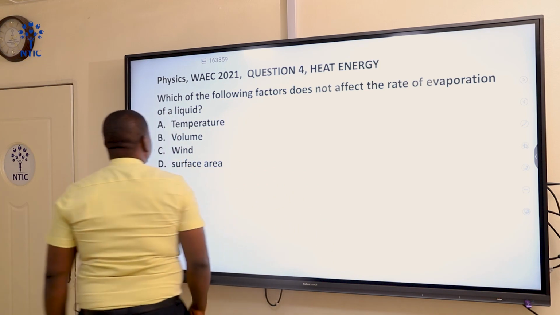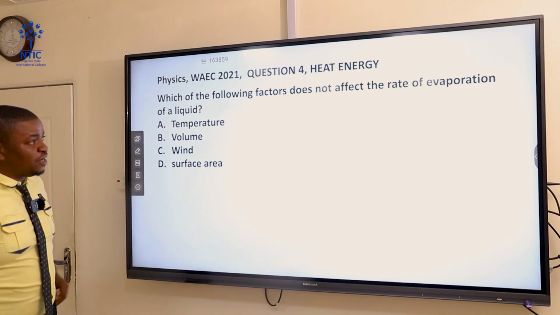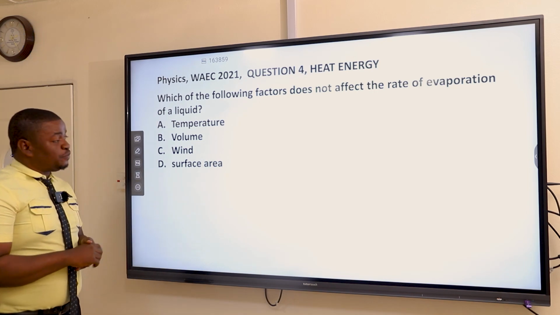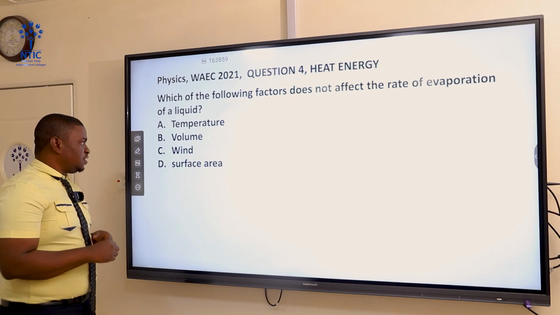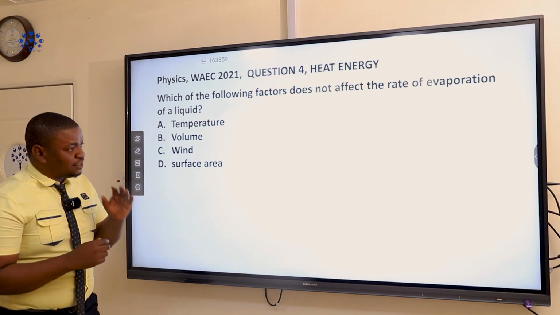Now, next question is from heat energy. Which of the following factors does not affect the rate of evaporation of a liquid? The first one is temperature, the volume, the wind, and surface area. As we've been doing, we are going to look at each option, analyze each option.